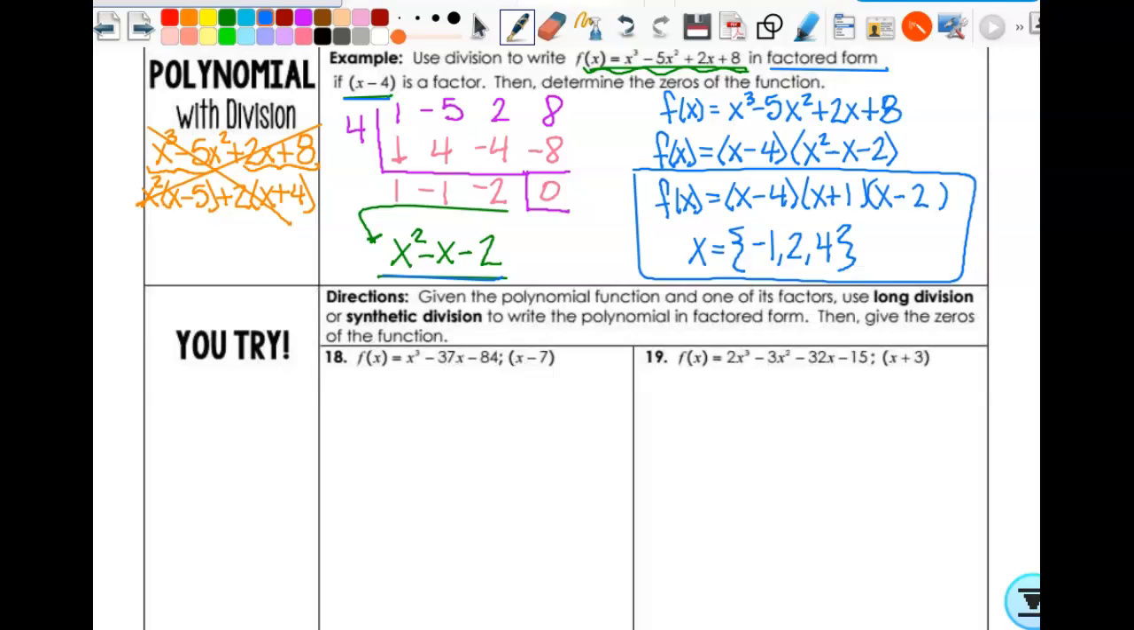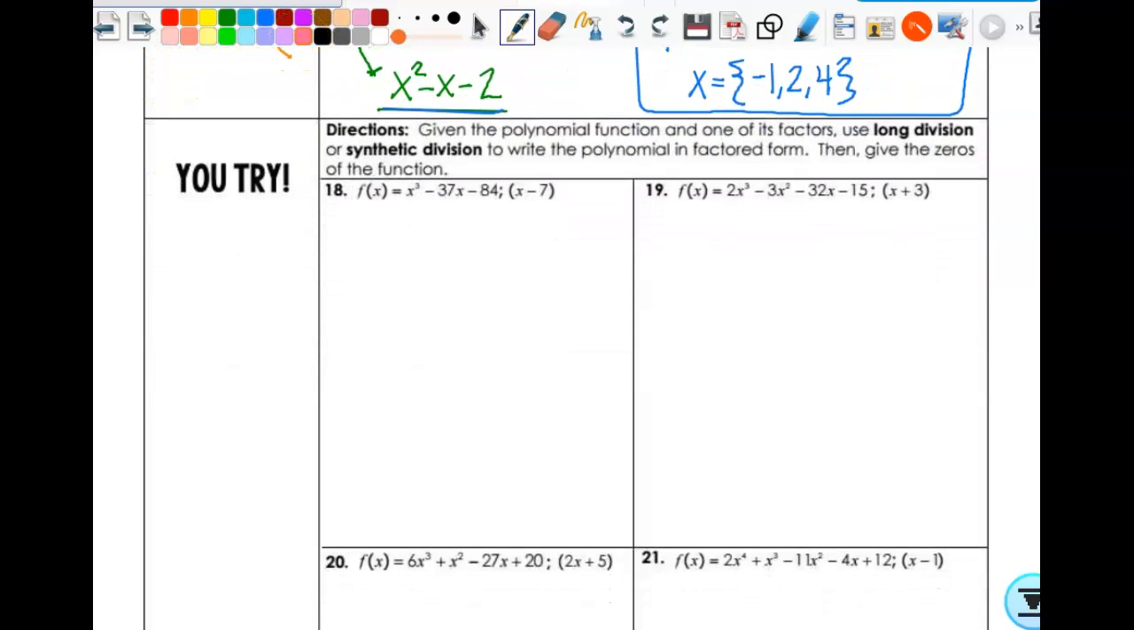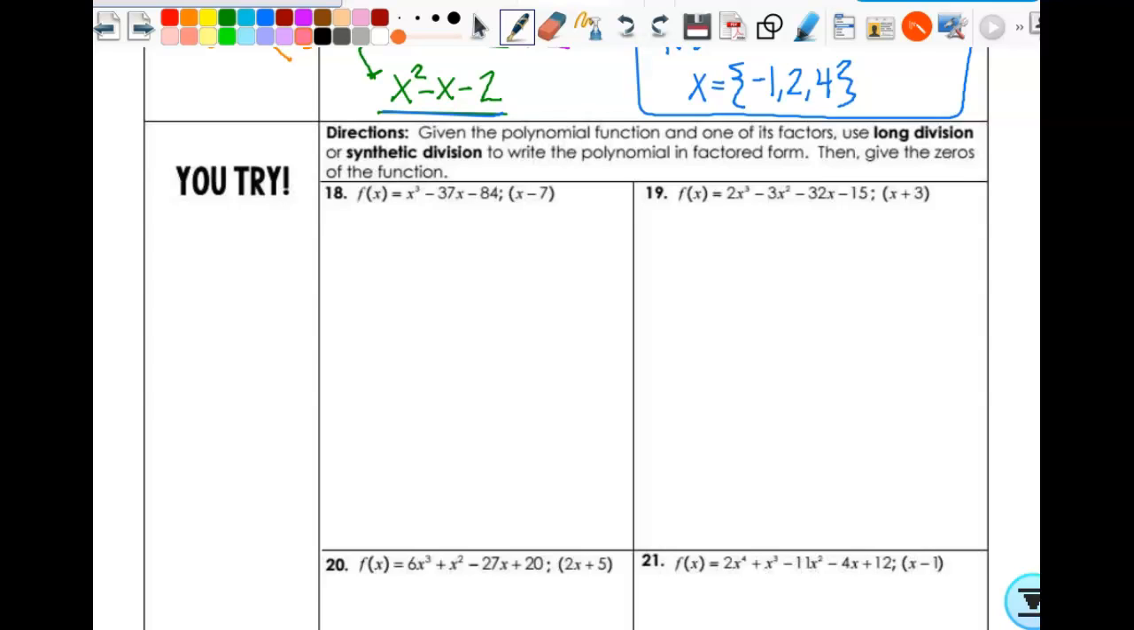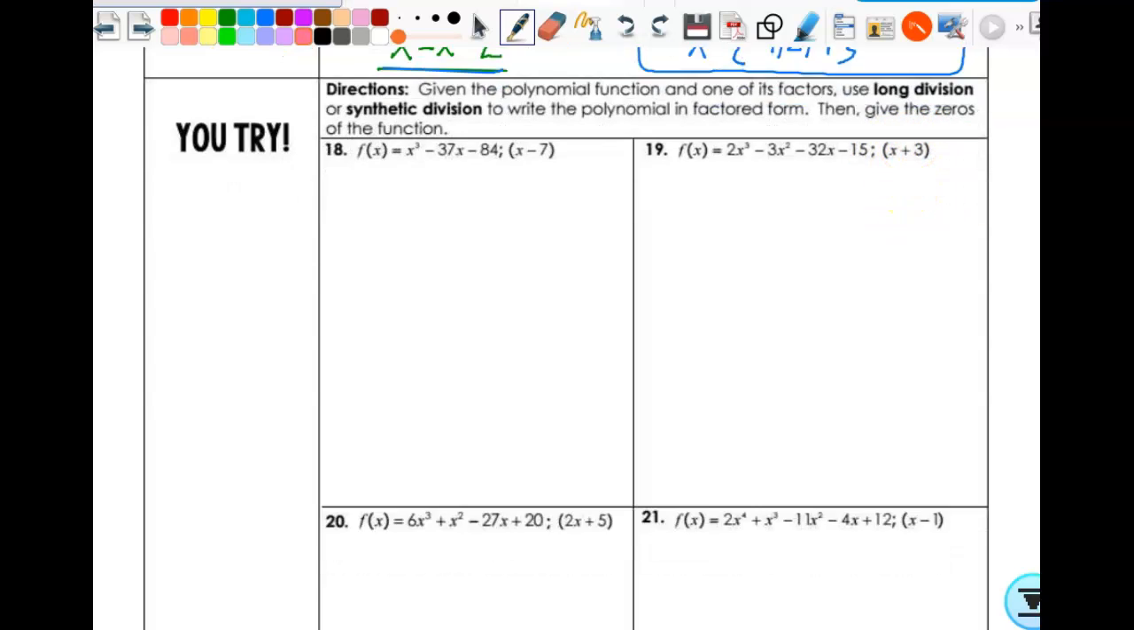All right, so we're going to jump down to number 19 here. It says, given the polynomial function and one of its factors, so it's telling me this is a factor, we're going to use long division or synthetic division to write the polynomial in factored form. So when you're given the option of the two, the way I want you to look at it, at least right now, is that if we can use synthetic division, we're going to use synthetic division. And then we'll use long division when we can't. So this one, I can totally use synthetic division.